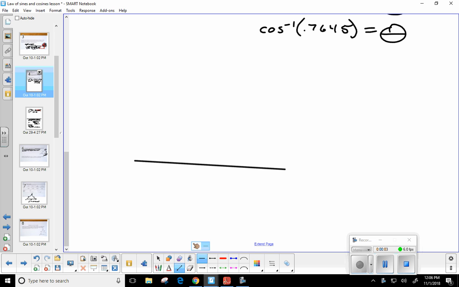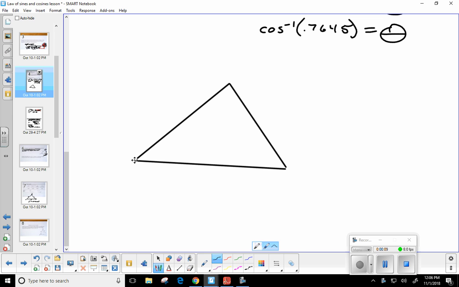Okay, so let's say I have a triangle, an oblique triangle. And what am I referring to when I say oblique? It does not have a 90-degree angle. It's not right. Okay, so the thing about the law of cosines is you would want to use that rule if you don't have a pair.